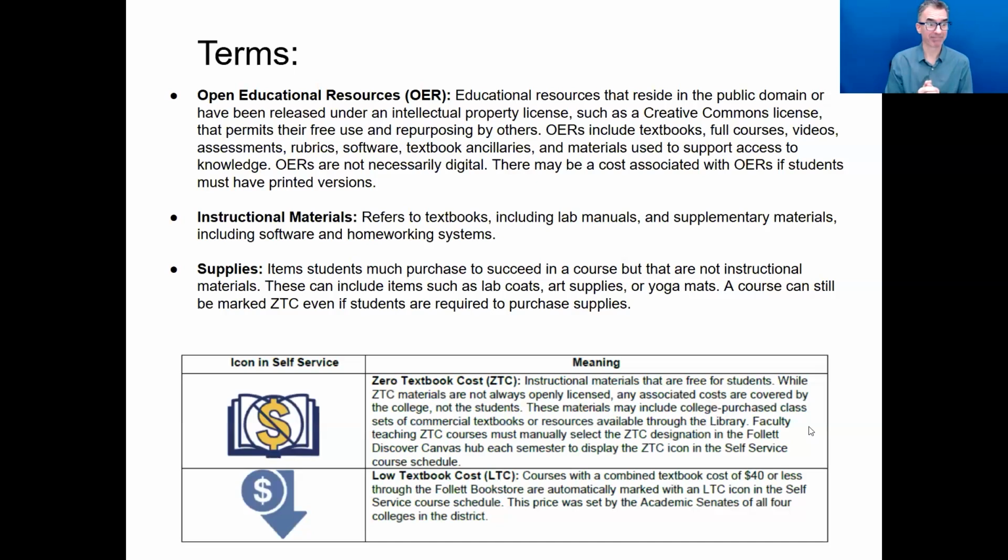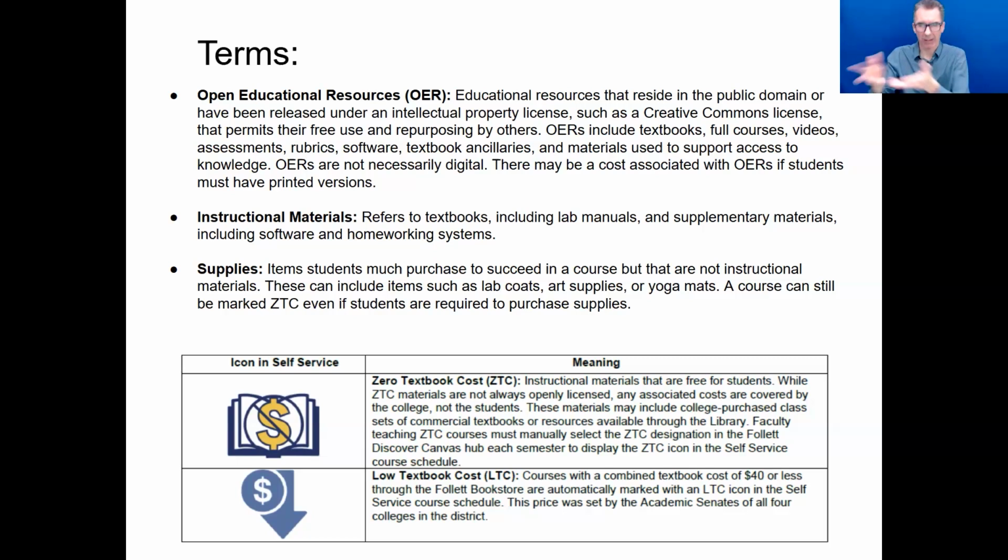Okay, so a lot of words on this slide here, but let me go through this pretty quickly. Just so we all know what we're talking about, everyone has kind of a base definition of these things that we're going to be bringing up. So first, it's OER, Open Educational Resources. And what does that mean? That's referring to the license of an instructional material. So OER are educational resources that reside in the public domain, or they have been released under an intellectual property license. Creative Commons is really the main one. And that permits their free use, repurposing, basically free to use, free to give to your students.